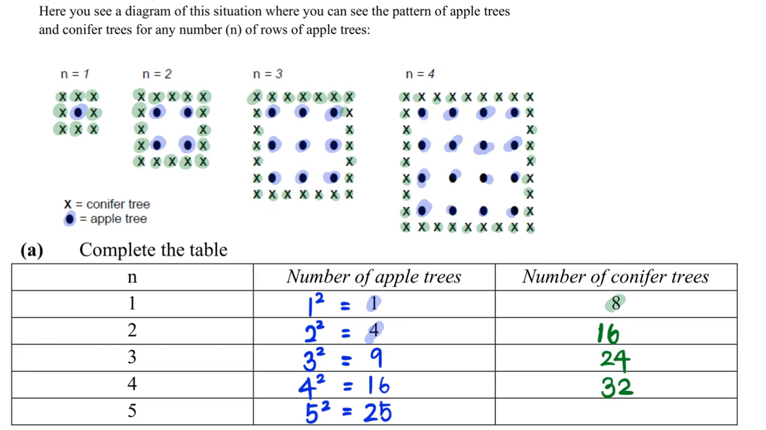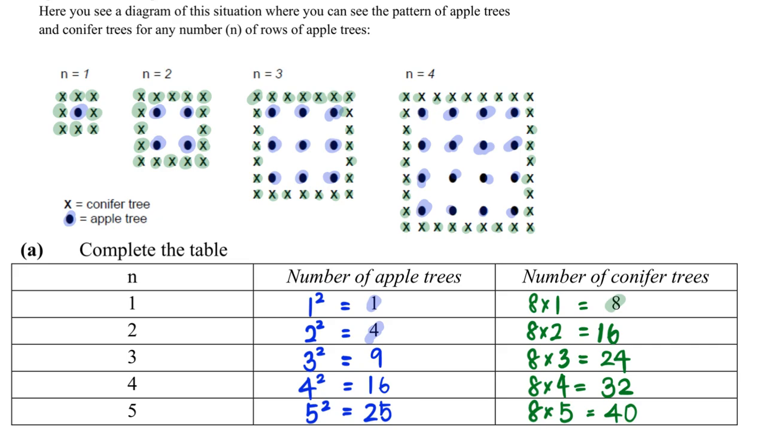8, 16, 24, 32. These are what we call multiples of 8. Yes. So 8 times 1 is 8. 8 times 2, 16. 8 times 3, 24. 8 times 4, 32. 8 times 5, 40. And we are done with the table.